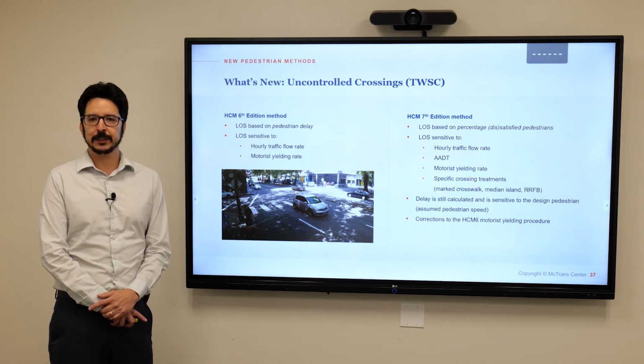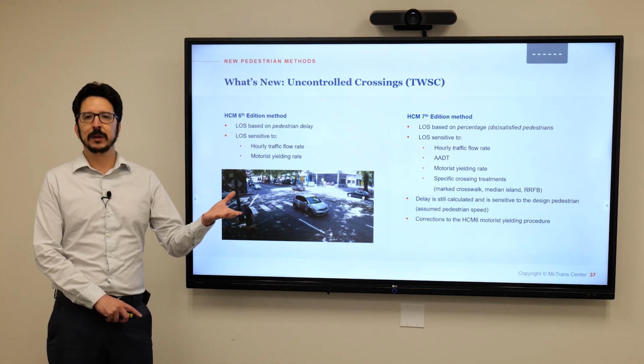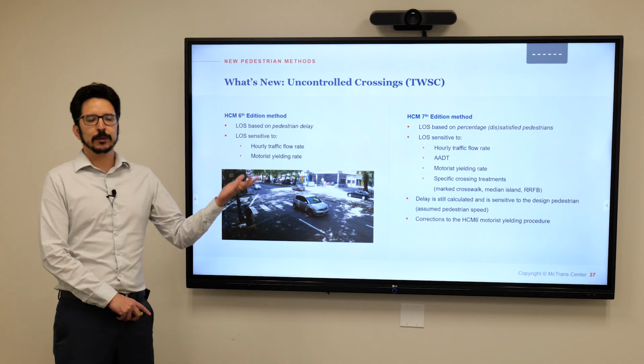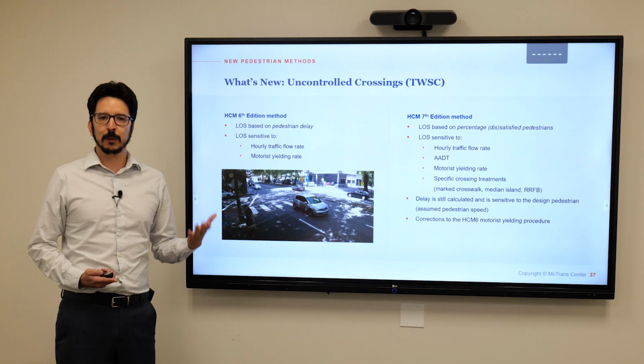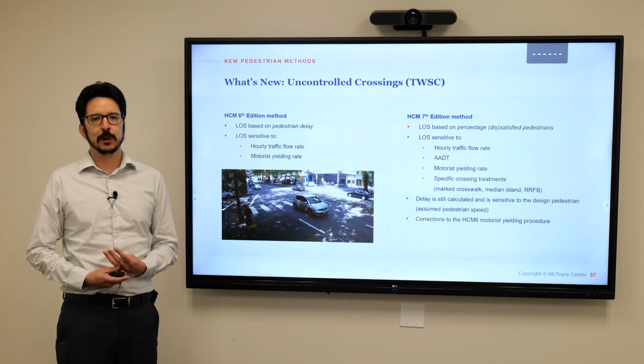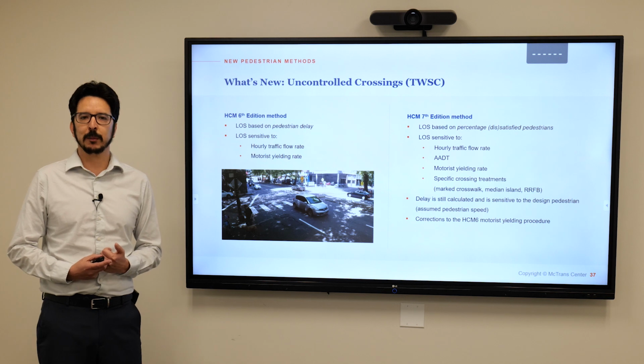That's the major change in the methods. And let's compare what we have in the 6th edition and what we have new in the 7th edition. So in the previous edition, level of service for pedestrians was based on pedestrian delay, and it was sensitive to hourly traffic flow rate in the major street, plus motorist yield rate, which is the rate at which drivers comply with pedestrians. We know that every driver should comply with pedestrians, but that's not what happens in the real world. So that's one parameter that models that degree of driver compliance.